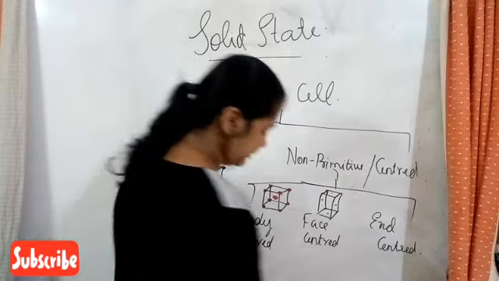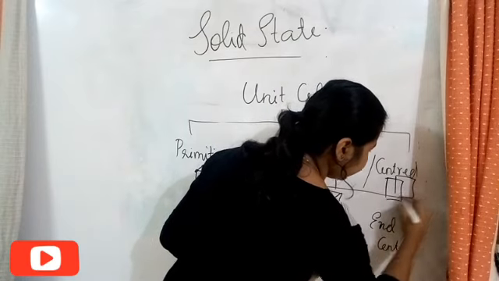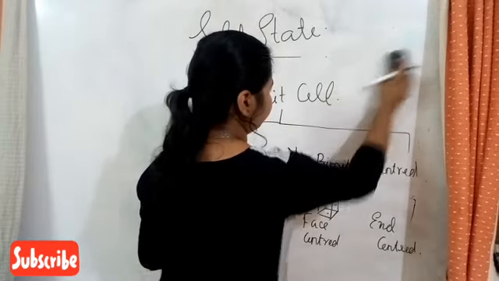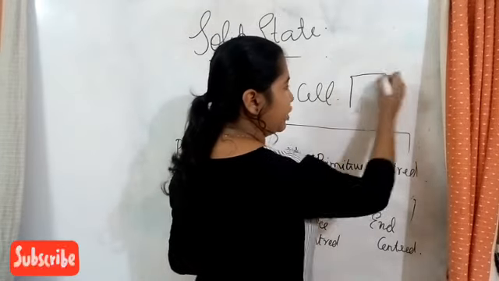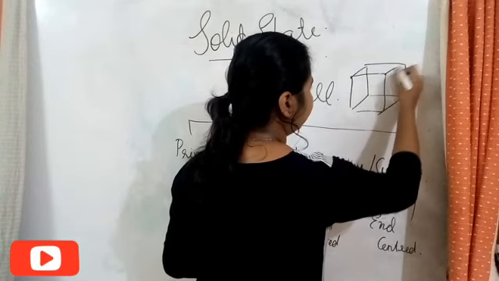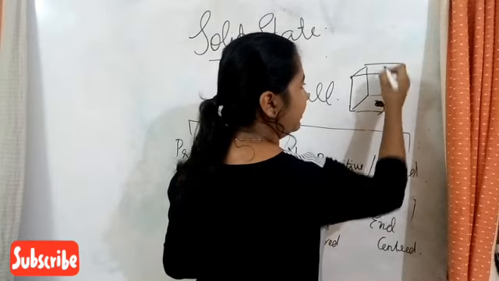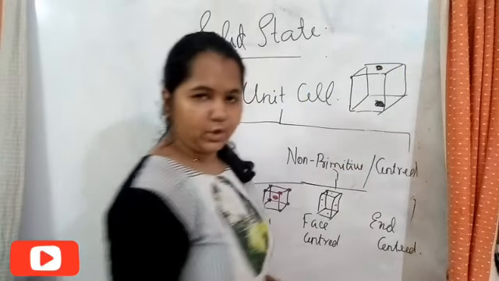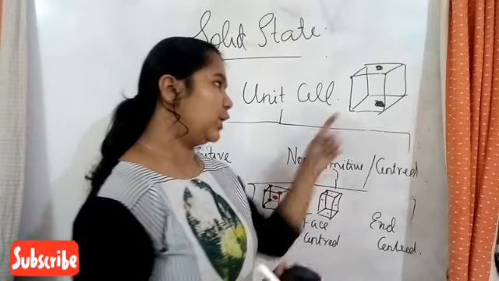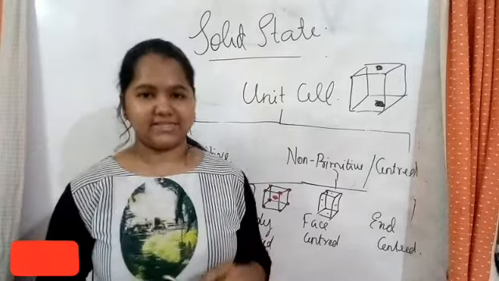Now end centered. Let's take a cube and draw it somewhere else. This is a cubic unit cell. End centered means if there is one atom over here, there is one atom over here. On the opposite ends of the cube there would be atoms. That is called an end centered cubic unit cell. So these are the classifications.